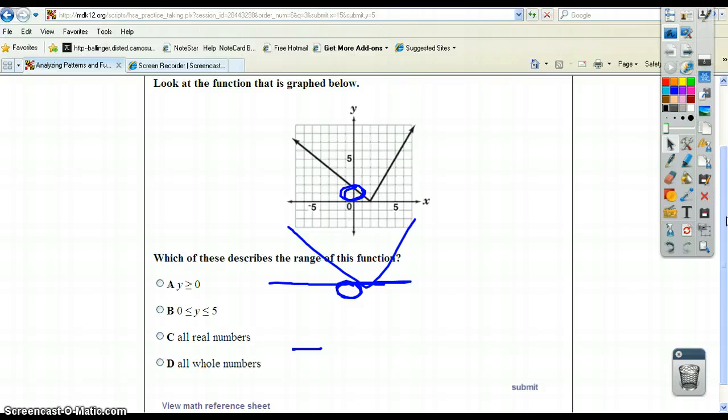So it's not all real numbers. It's not all whole numbers, because as you can see, the graph is not dotted to indicate that it only hits certain values. It's not just between 0 and 5 because you can see the arrows extend past that. So we know for a fact it's A. We're going to submit that.